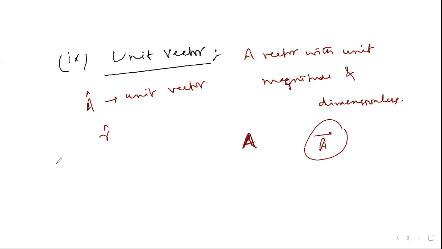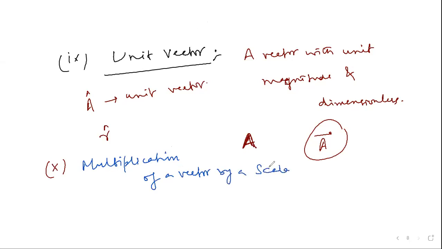Then we have multiplication of a vector by a scalar. Suppose I have vector A, and I multiply half to A. Now the question is, what is half A? Or what is minus half A?